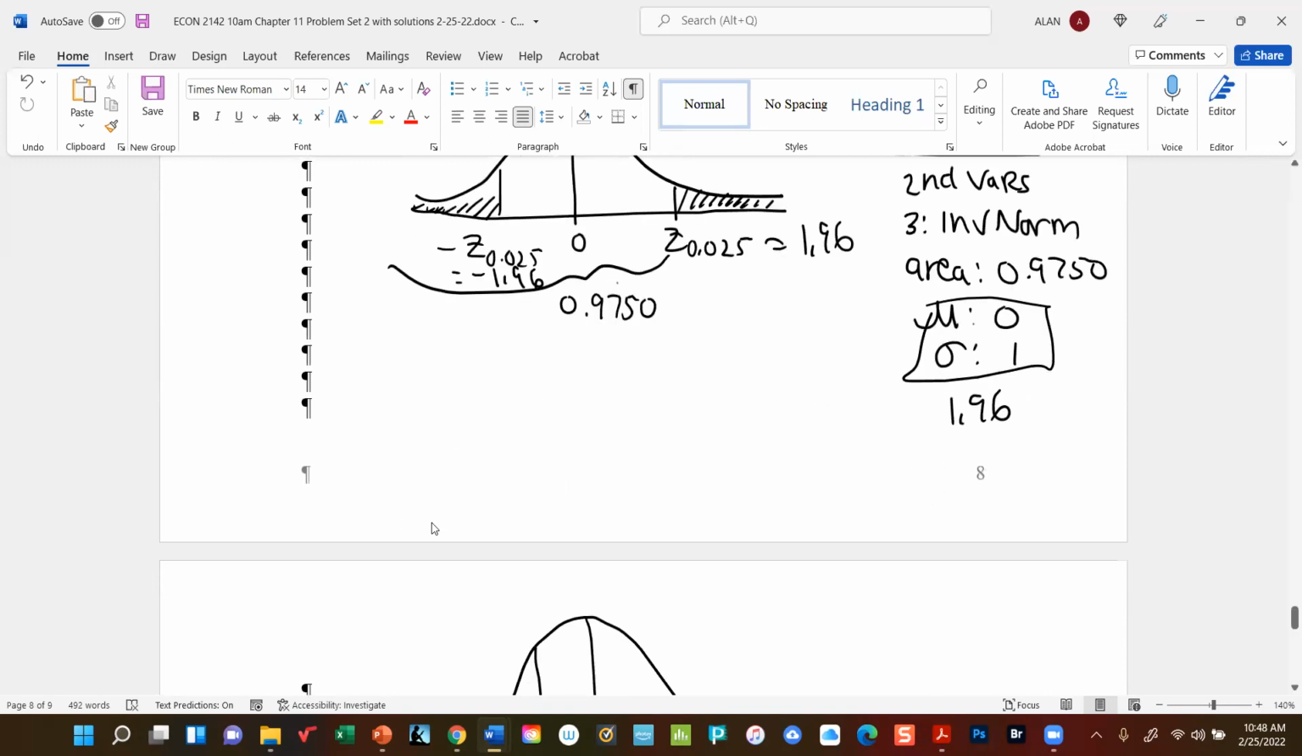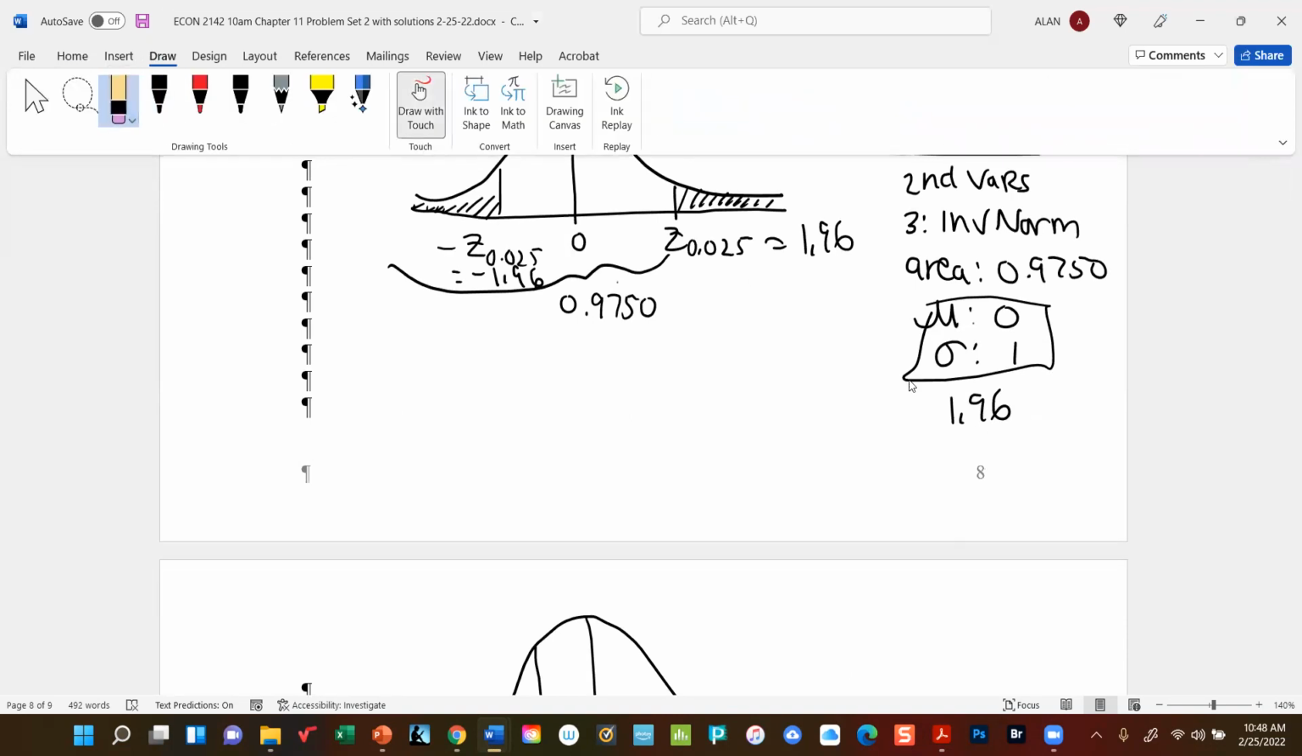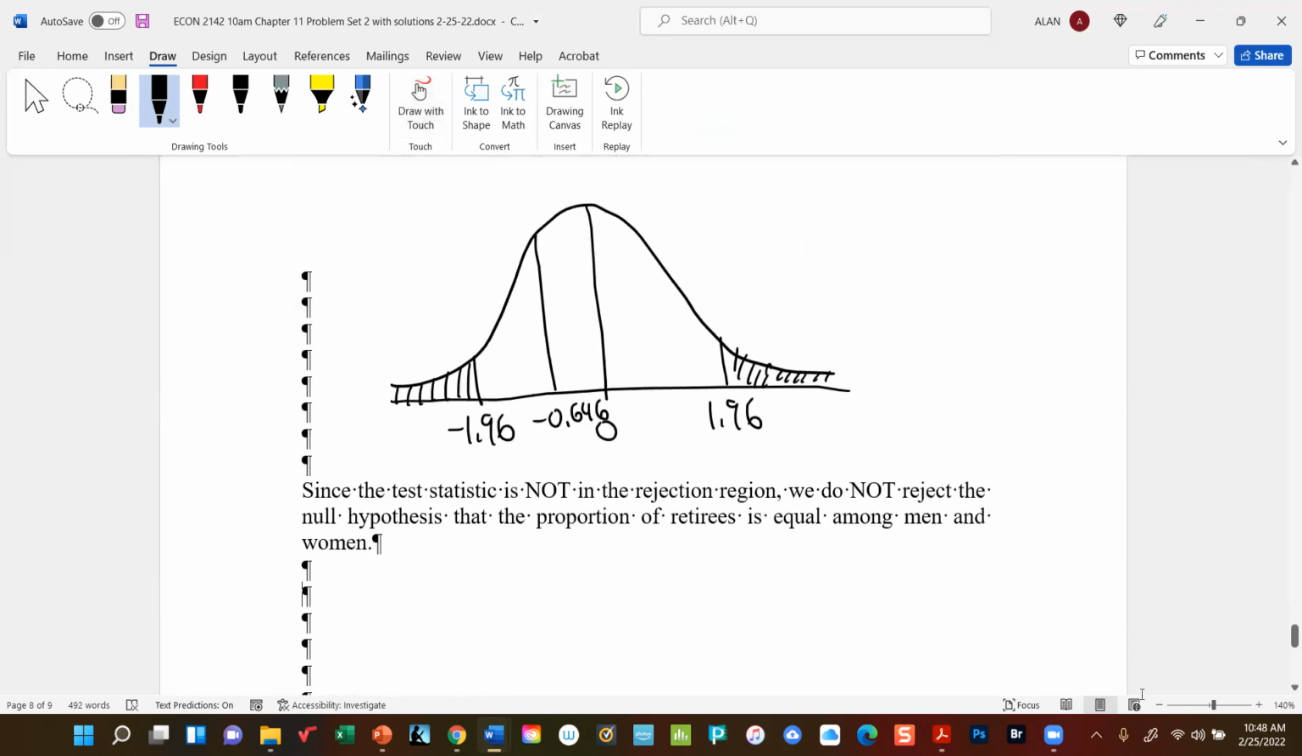But maybe we want to use the p-value. That's cool too. We like the p-value, it's fun. So let's go to the calculator.